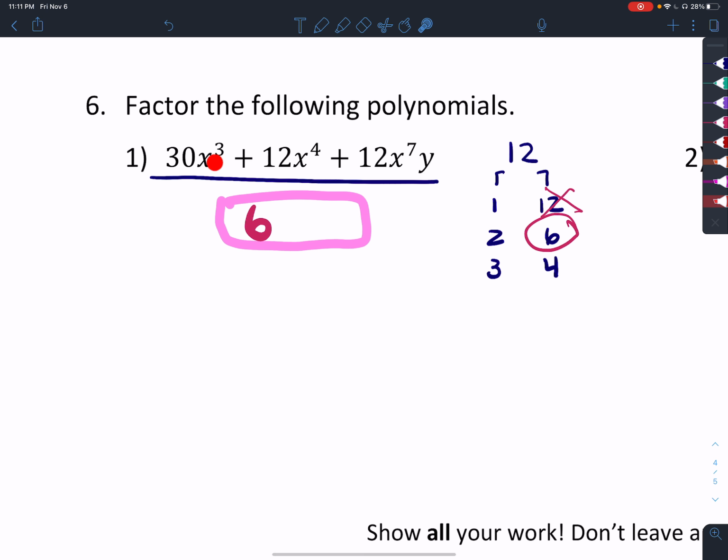Now the next step is to look at the variables. So here I have x's that are common to every term. So I definitely have an x. I just need to think about how many x's I can take away. So what you're looking for is the lowest exponent of x. That's going to be the maximum that you can divide each term by. So here, because this 3 is the lowest one, it means that I can take away a max of 3 x's from each of these, because this is the smallest one. So basically, you're really just looking for the smallest exponent of the common variables.